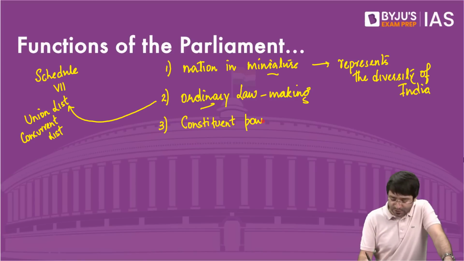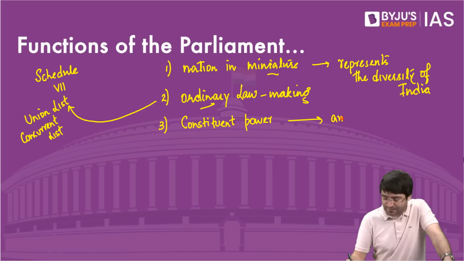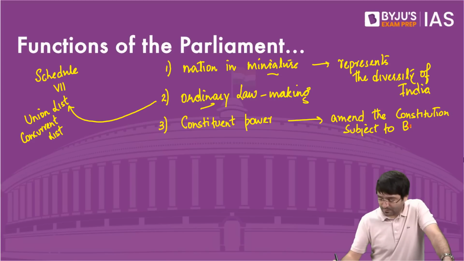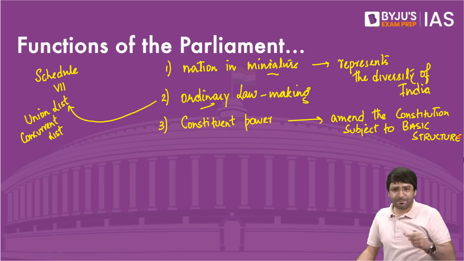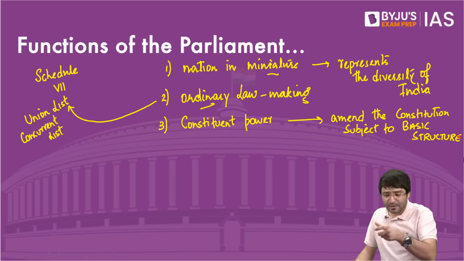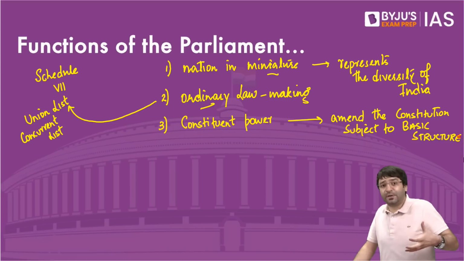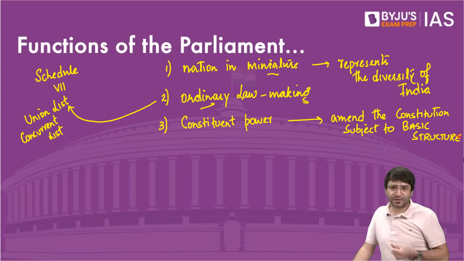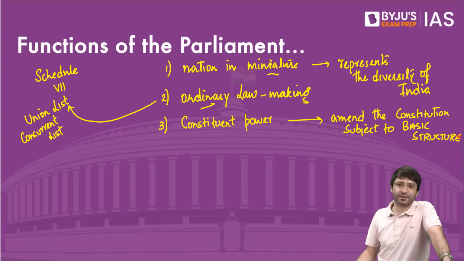What is the constituent power of the Parliament? It has the power to amend the Constitution, subject to the basic structure. Apart from making ordinary laws, Parliament also has the constituent power. That means it acts like a constituent assembly to amend the provisions of the Constitution without violating the basic structure.